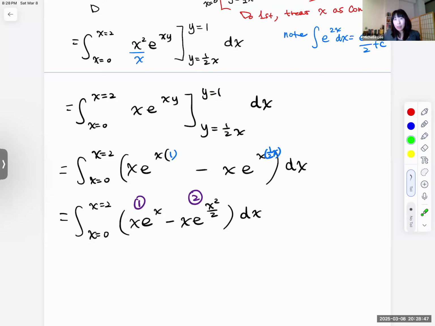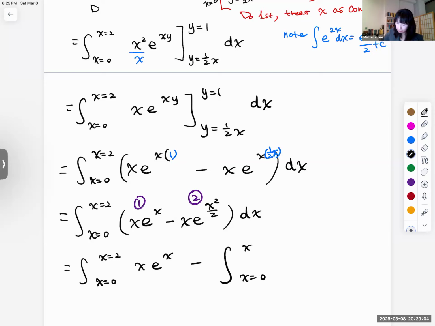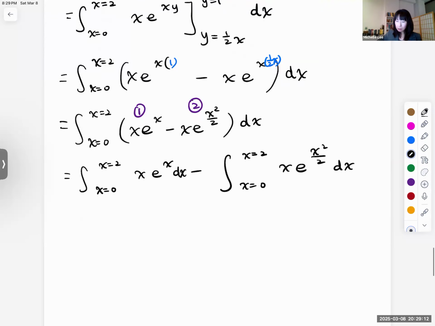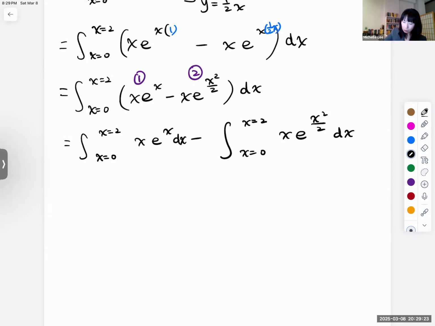Okay, so we can integrate term by term. So I label 1 and 2. So we can do that from x equal to 0 to 2, minus x equal to 0 to 2, right? Okay, why am I splitting? Because the first one, we have to use integration by parts. The second one, we can just use substitution, right? So let's do it. So integration by parts, IBP.